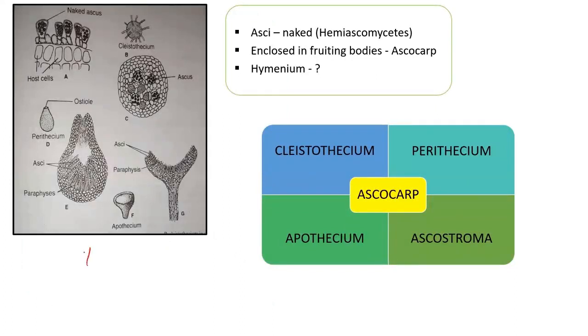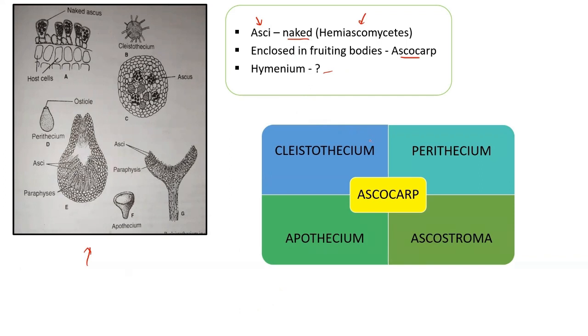Then the picture shows you different kinds of sexual fruiting bodies. The ascospores are formed in the ascus, and these asci can be scattered or naked, as in hemiascomycetes, whereas they can be enclosed in a fruiting body which is called an ascocarp. And what is hymenium? Hymenium is a layer which contains the paraphyses and the asci.